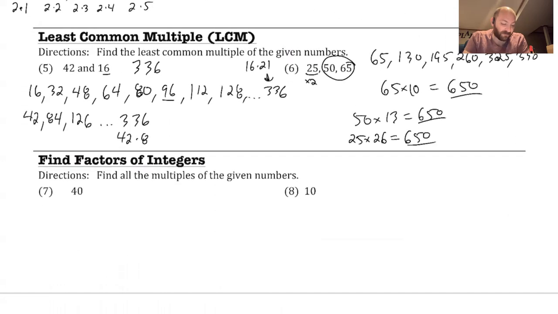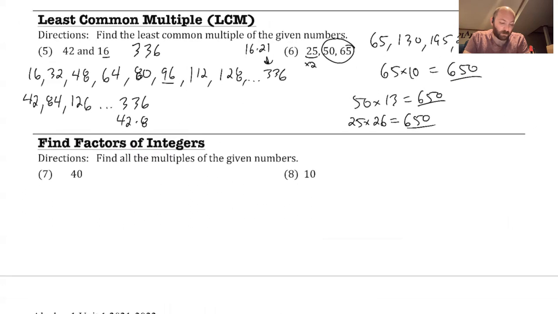All right, finding factors of integers. This one is a bit easier. I'm going to find all the multiples. It should be find all the factors. I'm just going to list these out. So I'm going to look at 40. I'm going to start real low, with 1. Those are 2 factors, so even the number itself is a factor.